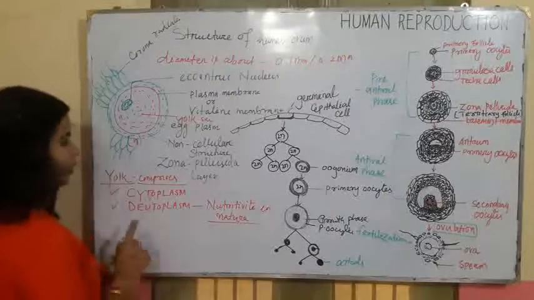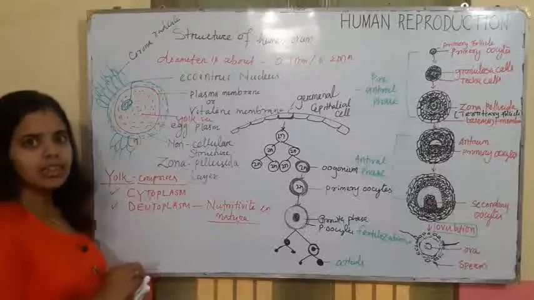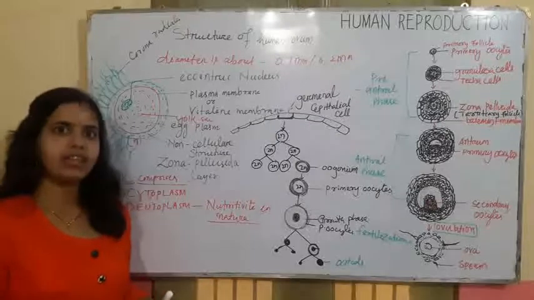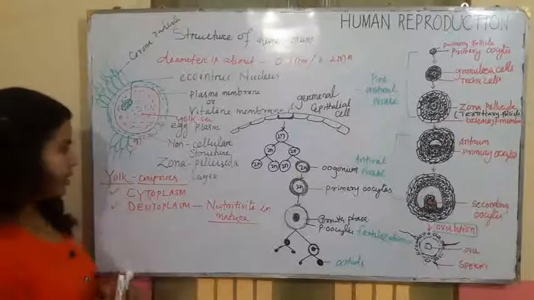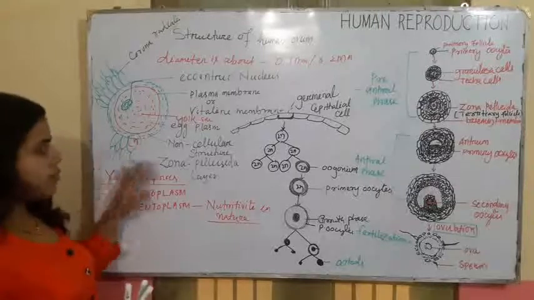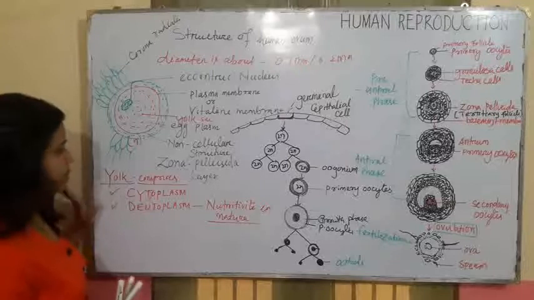through which the mother can provide nourishment to the baby for embryo growth. So deutoplasm is very little in the human egg cell, but it is present in high amounts in other organisms. For example, birds contain more deutoplasm than cytoplasm, but humans mostly contain what? More cytoplasm than deutoplasm. This is about the yolk.